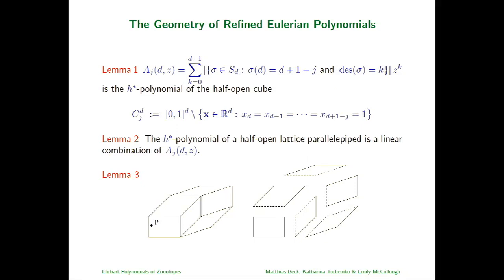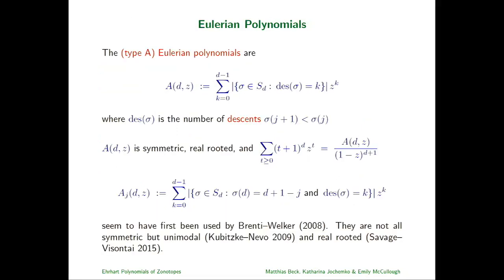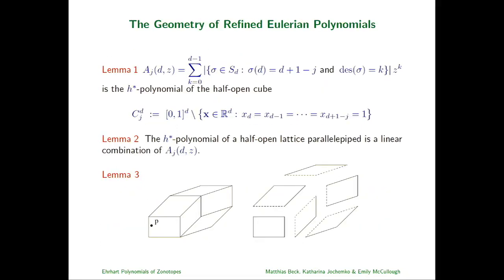So where do these show up in our work? Well, these refined Eulerian polynomials show up when you look at half-open cubes. Why do we care about half-open cubes or half-open parallelepipeds? Here's a standard way of decomposing a zonotope. So this is a theorem: every zonotope looks like this. This is not a three-dimensional picture. This is a two-dimensional animal.